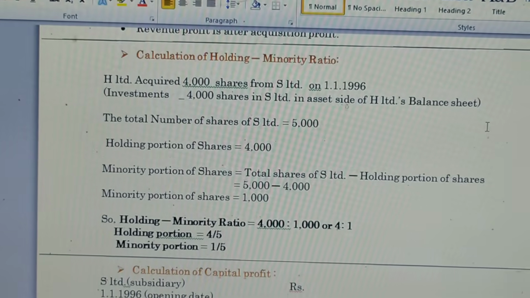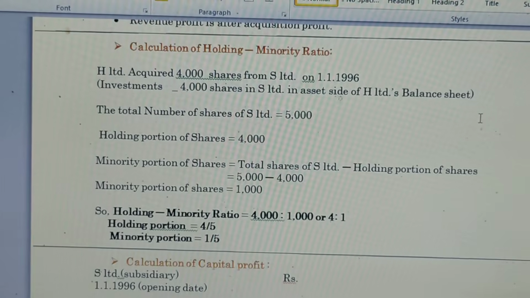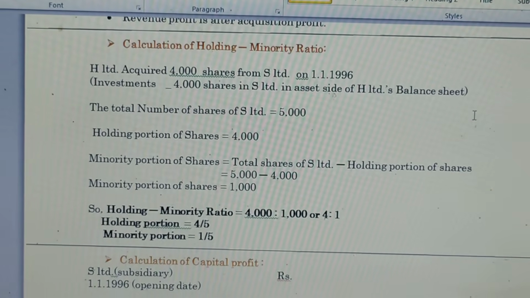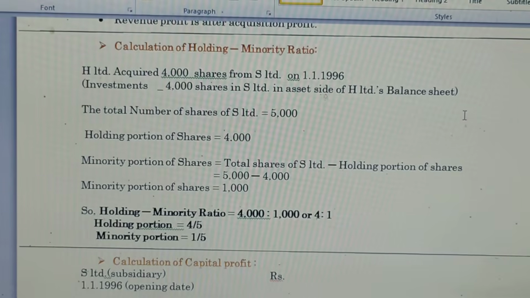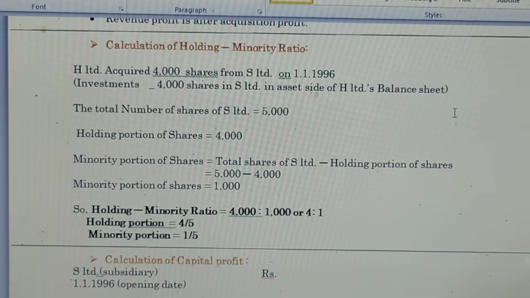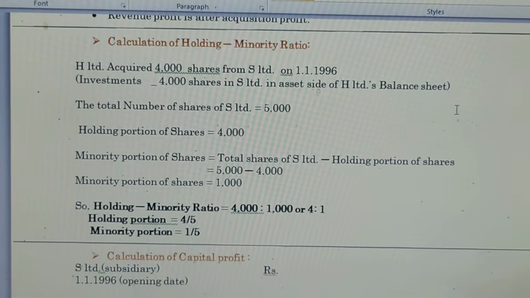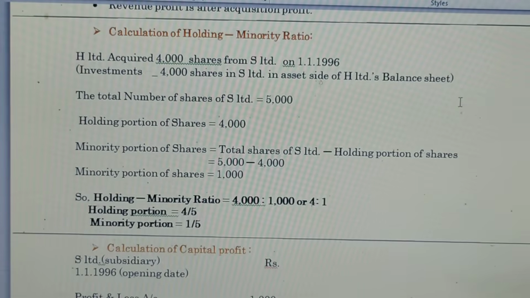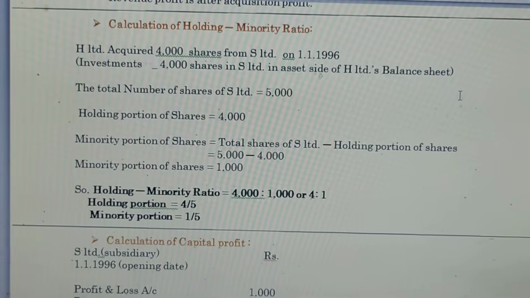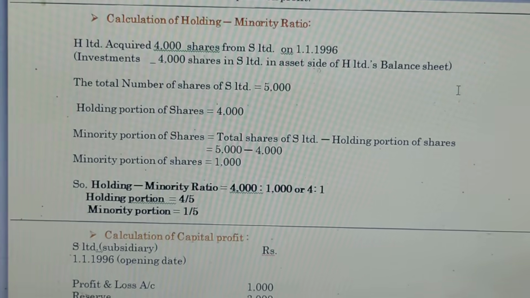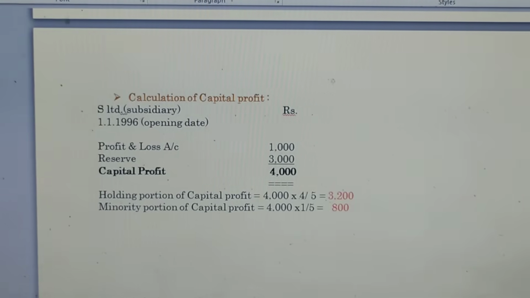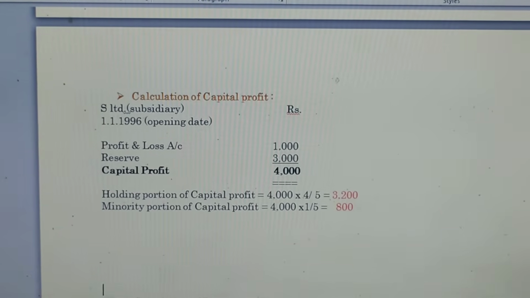Minority portion of shares equals total shares of S Limited minus holding portion of shares of H Limited, which is 4,000. So 5,000 minus 4,000, we get the difference of 1,000, that is called the minority portion of shares. So the holding minority ratio is 4,000 to 1,000, or 4:1, or 4/5 for holding portion and 1/5 for minority portion.